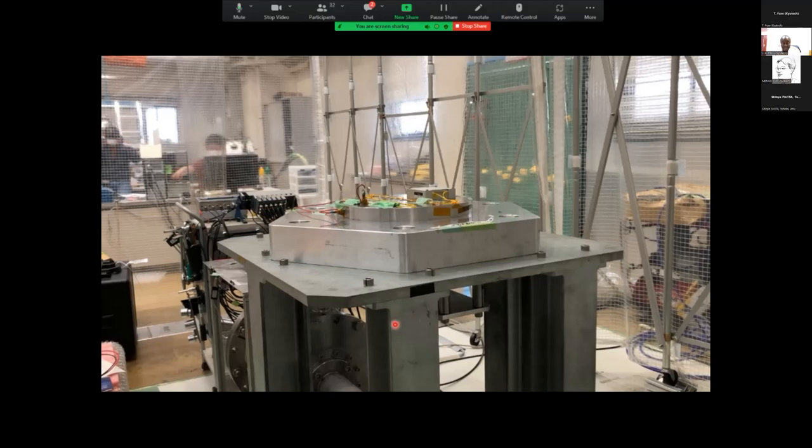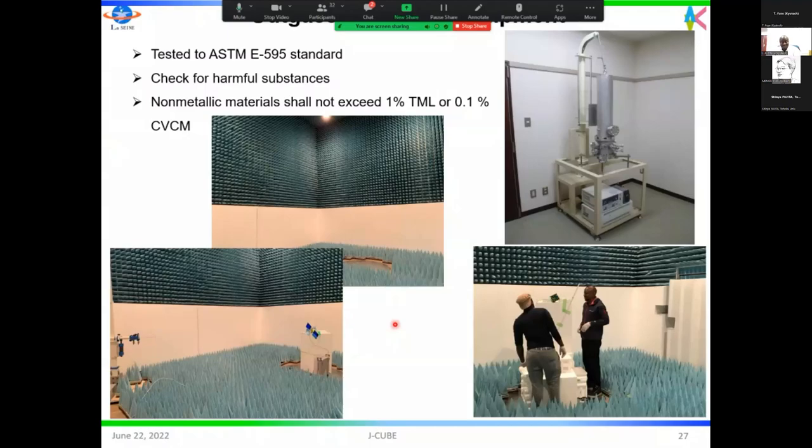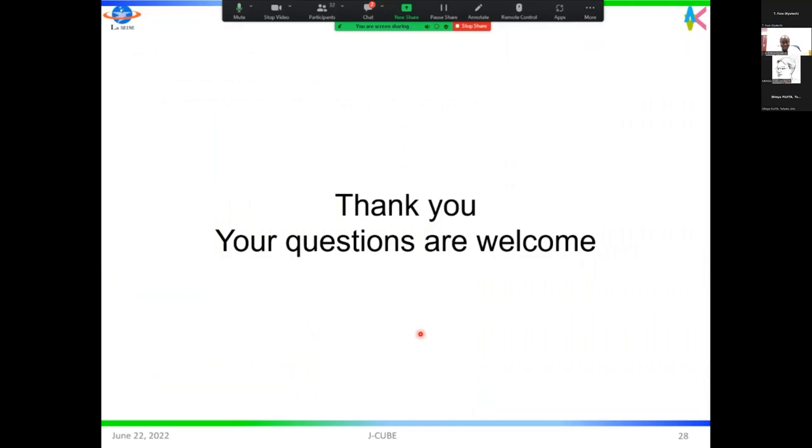in all three. Yeah, and then last but not least, we also have an outgassing equipment that is suitable for the ASTM E595 standard. And then, like I said before, we are also able to do antenna compatibility tests. We have anechoic chambers. So that is that. If you have any questions, kindly let me know.